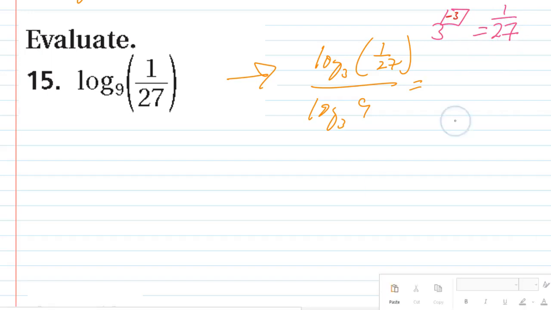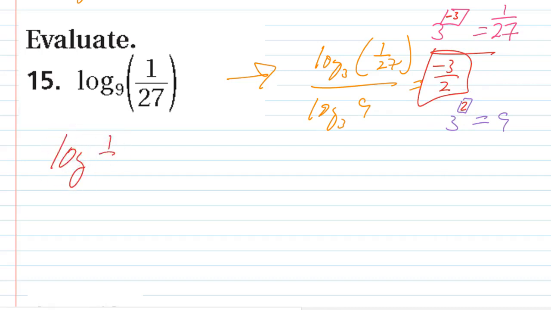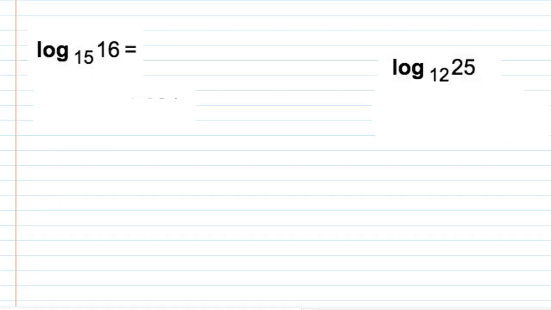Then we ask ourselves, 3 to what power is equal to 9? Well, I know that 3 squared is equal to 9, so that's a 2, which gives me negative 3/2. Just that easy. If you wanted to plug it into a calculator, you totally could have done that. That would be log of 1/27 divided by log of 9. Plug that into your calculator, and it will give you an answer of negative 1.5, which is the same as negative 3/2. The reality of it is it probably took you longer to type it into your calculator than to just solve it by hand. 2 more examples.